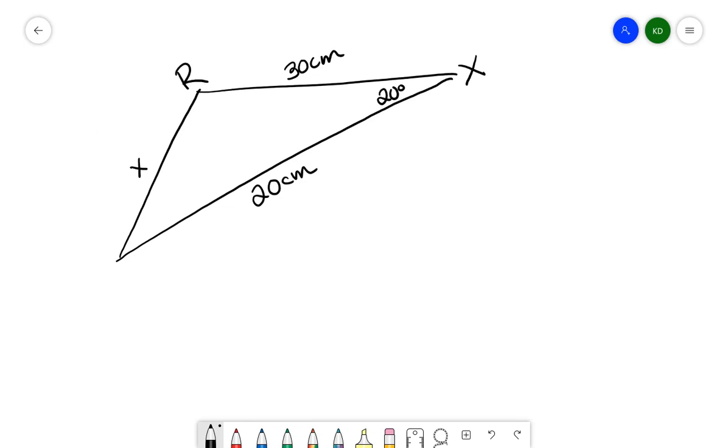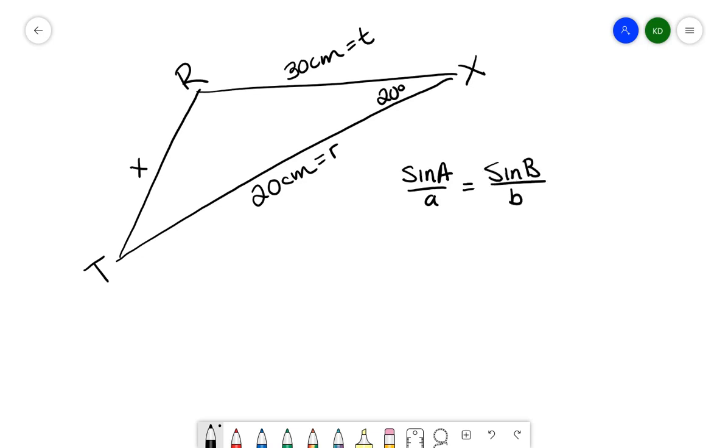Let's use r, which is lowercase r, and let's use t, which would be lowercase t. I'm purposely using something other than a, b, or c just so that we become comfortable with other variables. So if we wanted to look at the sine law, we would have sine of A over a equals sine of B over b.